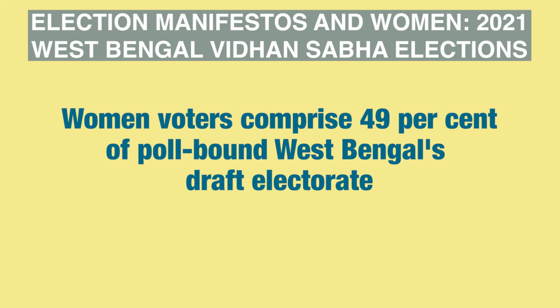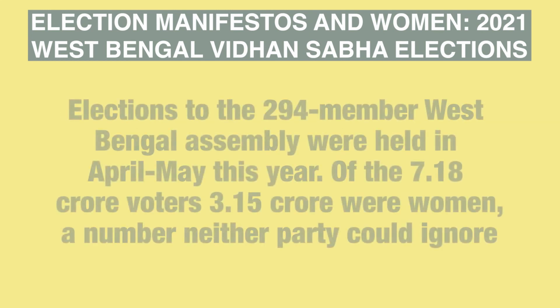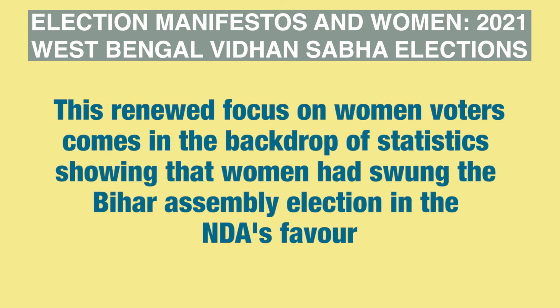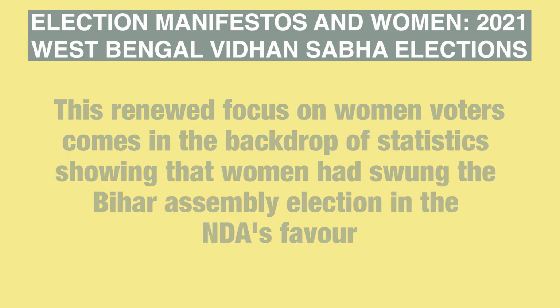Women voters constitute 49% of poll-bound West Bengal's draft electorate. Elections to the 294 West Bengal Assembly seats were held in April-May this year. Of the 7.18 crore voters, 3.15 crore were women, a number neither party could ignore. This renewed focus on women voters comes in the backdrop of statistics showing that women had swung the Bihar Assembly elections in the NDA's favor.